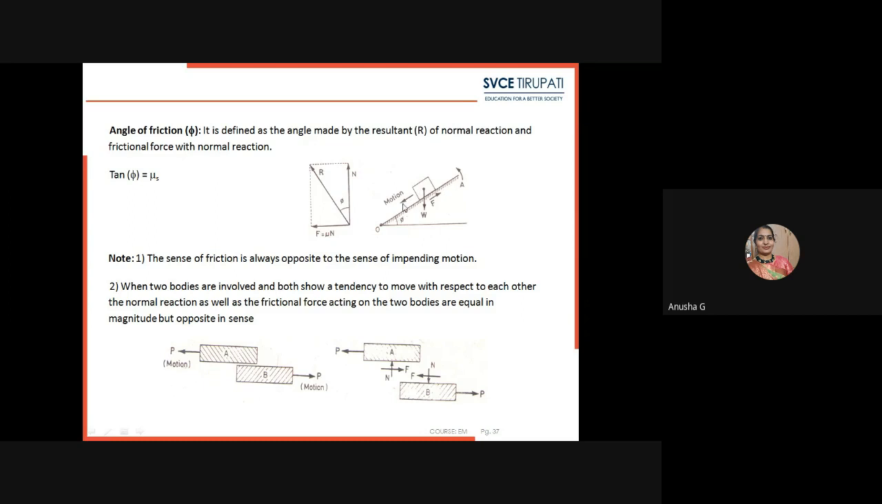This will be tan phi equals mu s. That is when a body is in a state of rest, a static position. Whenever we apply some force to lift our slider, the body just tends to move. This tending to move, this moving of the position, is called the angle of friction. The sense of friction is always opposite to the sense of the impending motion. See here, whatever force we apply in the upward direction, the body tends to move in the downward direction. Whatever force comes in the downward direction, the friction comes in the upward direction.